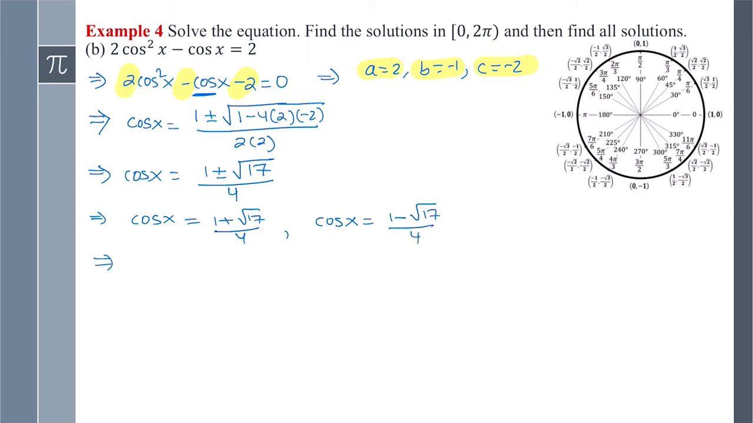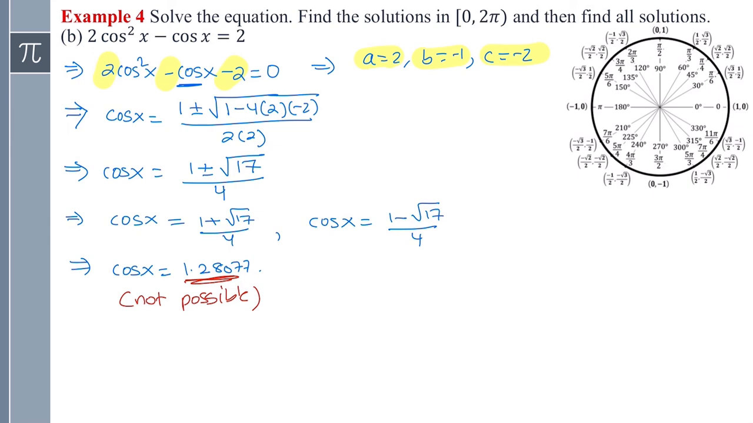Now if we put this into the calculator, we get 1.28077, and that keeps going on. So what we know from here is cosine x cannot be greater than 1, so this is not possible. So we just ignore that. Now we'll take the other one and put that into the calculator.